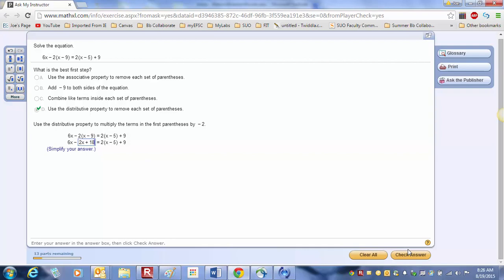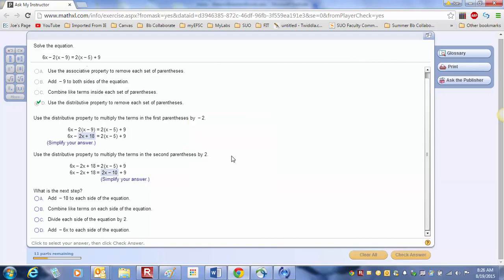Alright, let's check. Okay, now they want us to multiply this one, and so this would be 2x, and 2 times negative 5 is negative 10. So let's check.